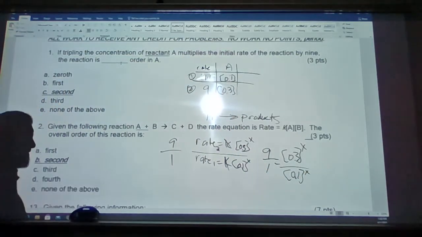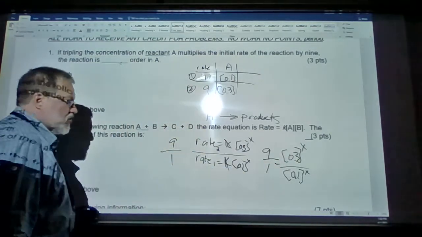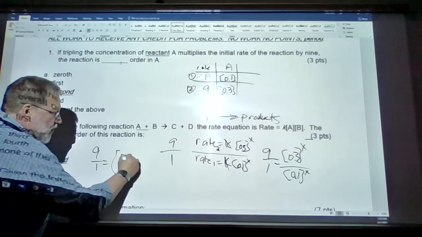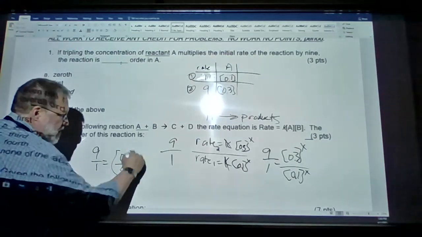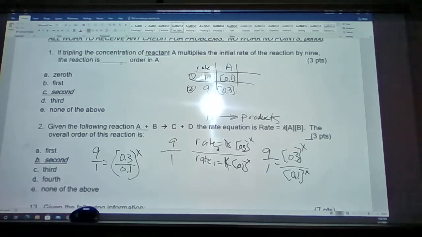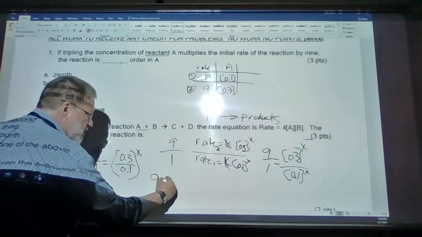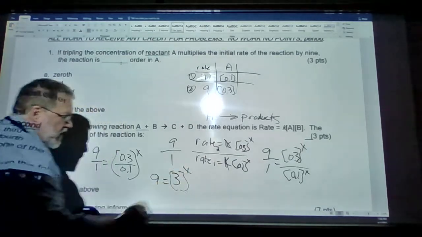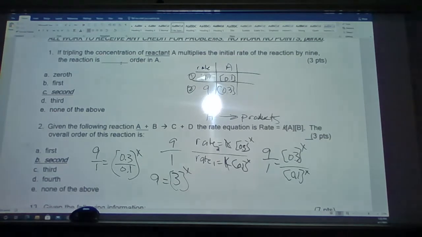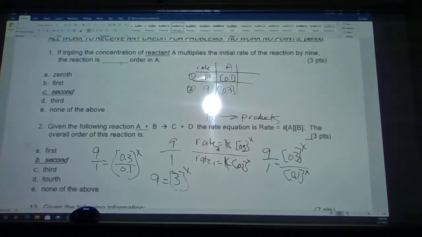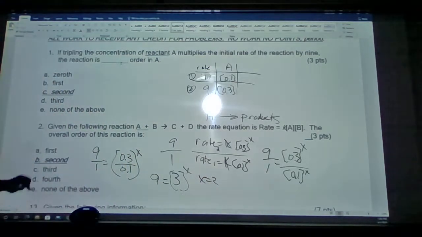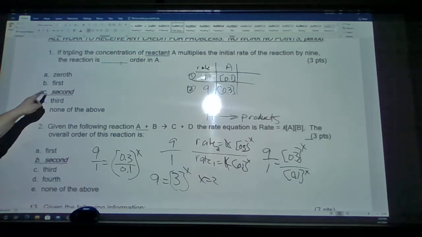Properties of exponents is that we can factor this into a single problem. 9 over 1 is equal to 0.3 divided by 0.1, raised to the x. Well, this is 9. 0.3 divided by 0.1 is 3, raised to the x. 3 raised to what power is 9? X here is equal to 2. So the order of reaction with respect to A is that it is second order.